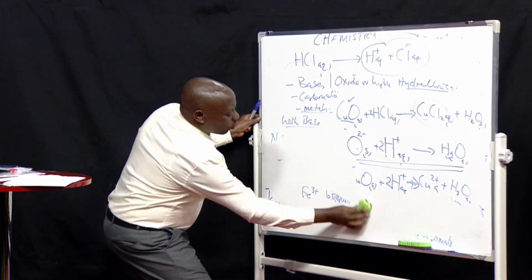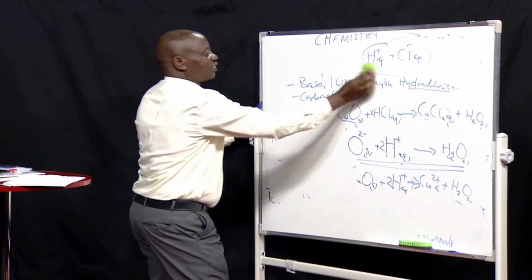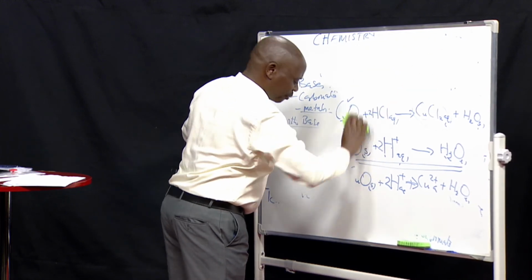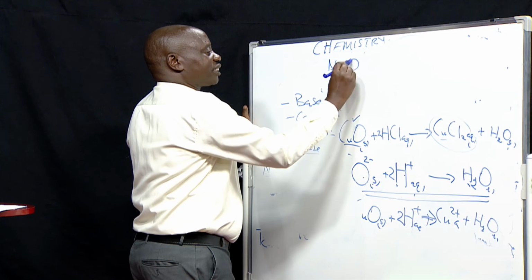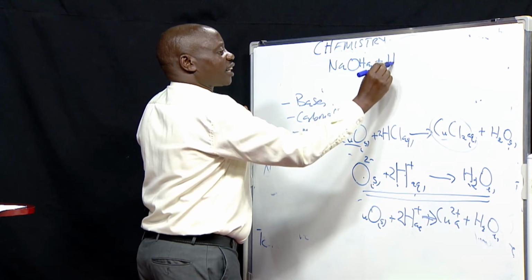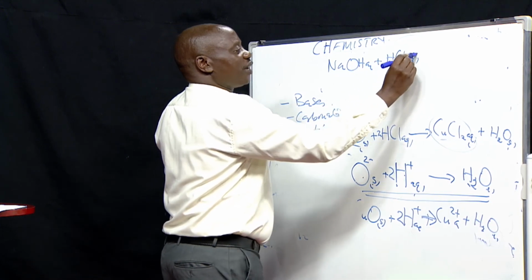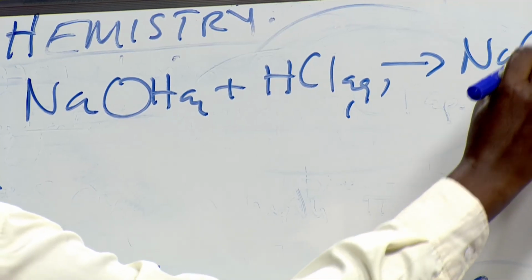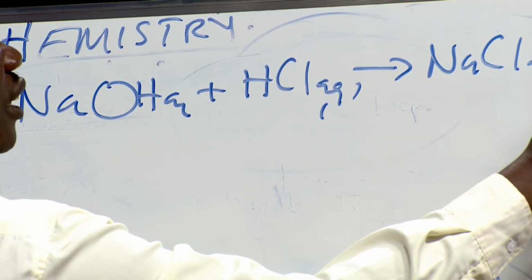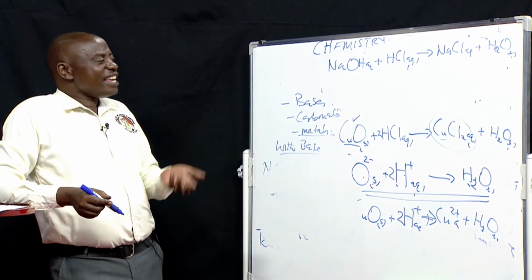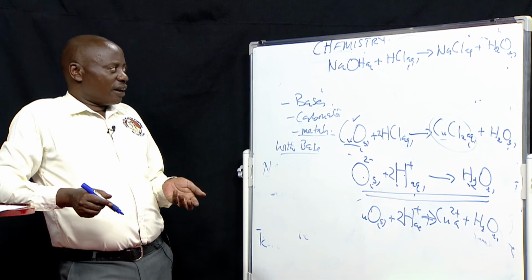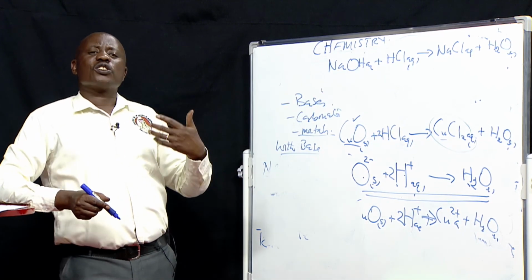Then we have also hydroxide. You can pick any hydroxide you want. Maybe we pick sodium hydroxide. Sodium hydroxide will react with hydrochloric acid. What do you get? You get sodium chloride plus water. It is also a base, so it forms salt and water. In a similar way, we can ignore sodium.